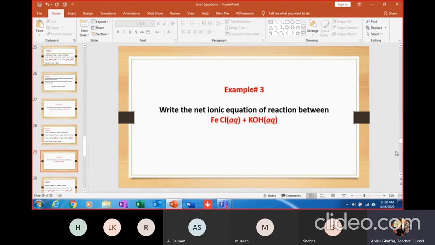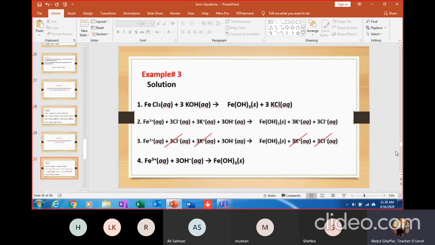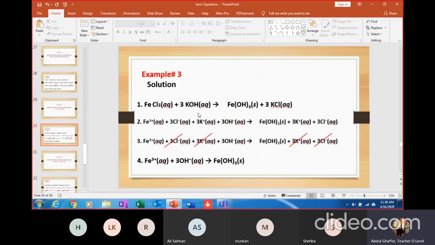Okay, second and third, this one is also related to writing the net ionic equation of iron chloride with potassium hydroxide, and this is the ionic equation. Iron chloride and potassium hydroxide: iron will react with hydroxide to produce iron hydroxide, and potassium will react with chlorine to produce potassium chloride, right? So this is the balanced chemical equation.